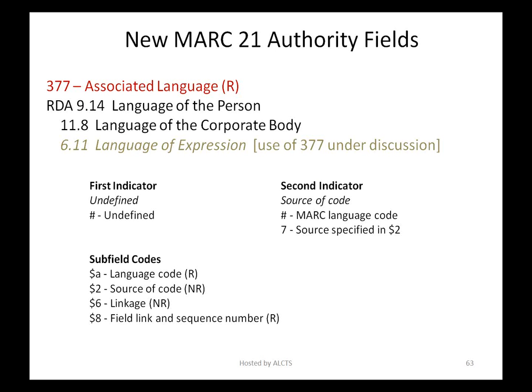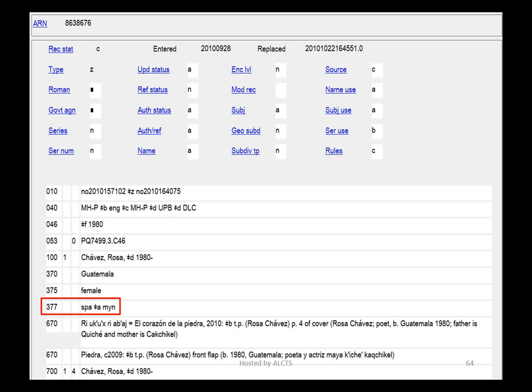We've got a new field for associated language, and that corresponds to RDA elements for language of the person and language of the corporate body. And there is another element, language of expression, and the use of this field for that is under discussion within the MARC community. And this is an example of an authority record where the languages of the person have been recorded using the MARC language codes.